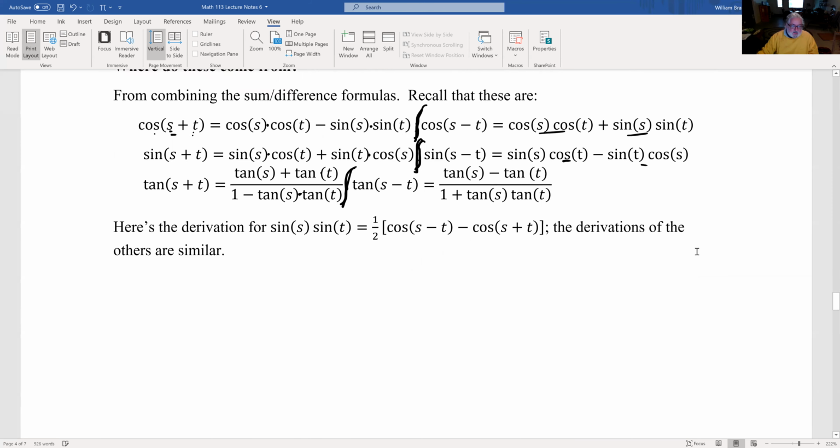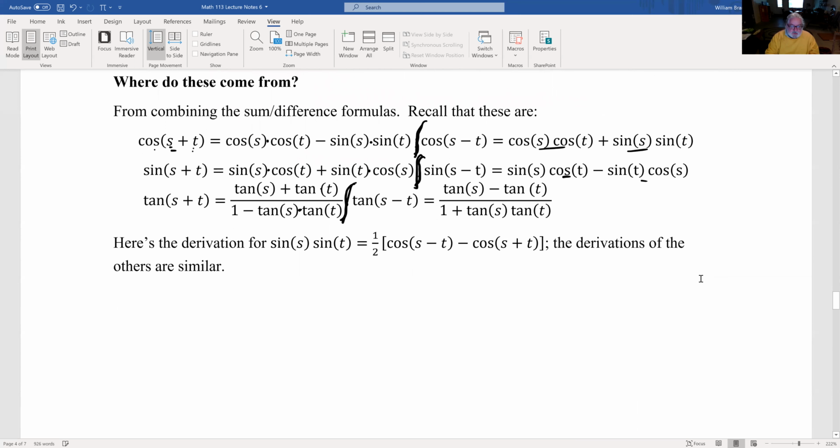So how do we get that? It's actually a lot simpler than it looks. We just take this side, right, and expand it. So 1/2 cosine of s minus t minus cosine. In fact, this is the same sort of thing that you do to verify an identity, right? Except I'm calling it a derivation now.